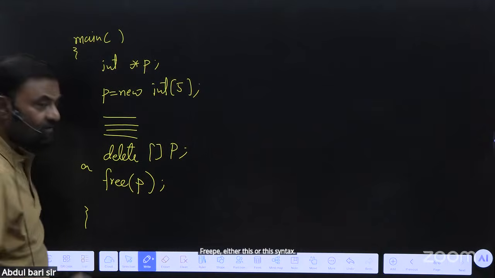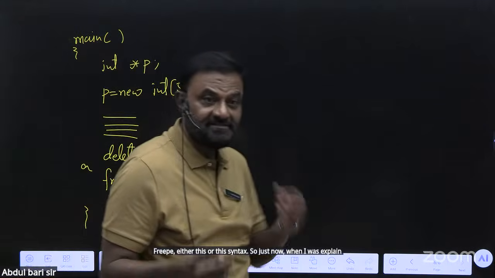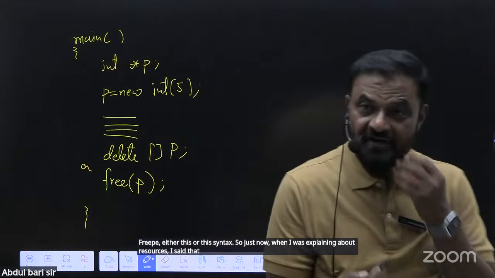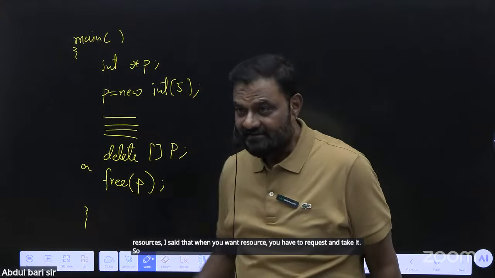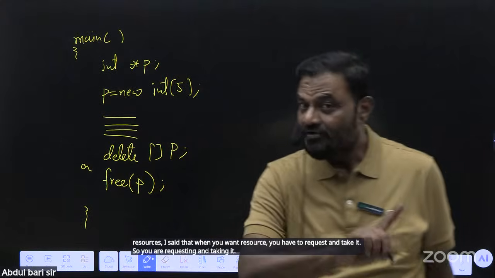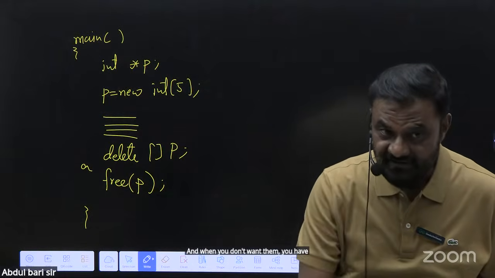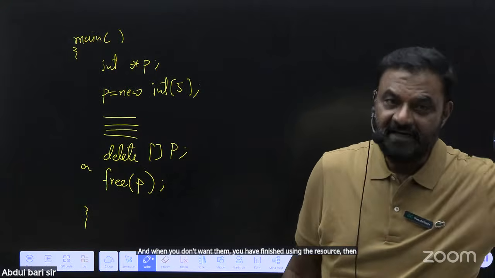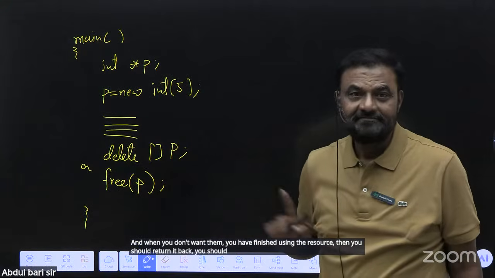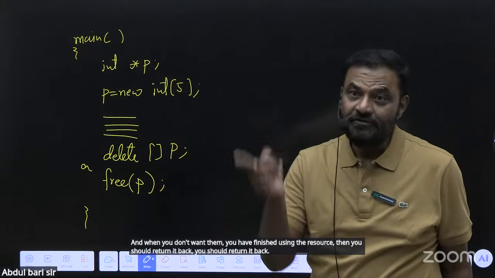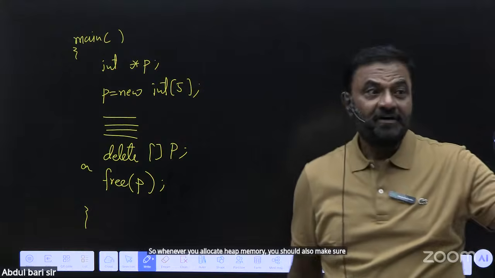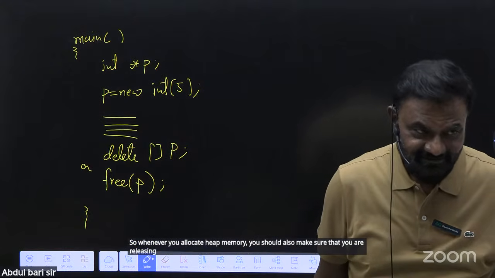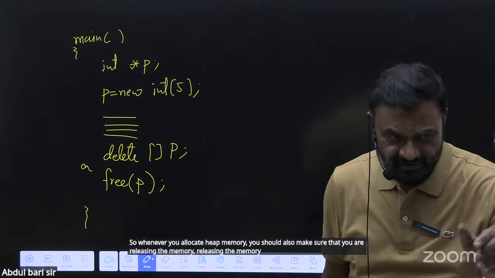So just now when I was explaining about resources, I said that when you want a resource, you have to request and take it. So you are requesting and taking it. And when you don't want them, you have finished using the resource, then you should return it back. So whenever you allocate heap memory, you should also make sure that you are releasing the memory.